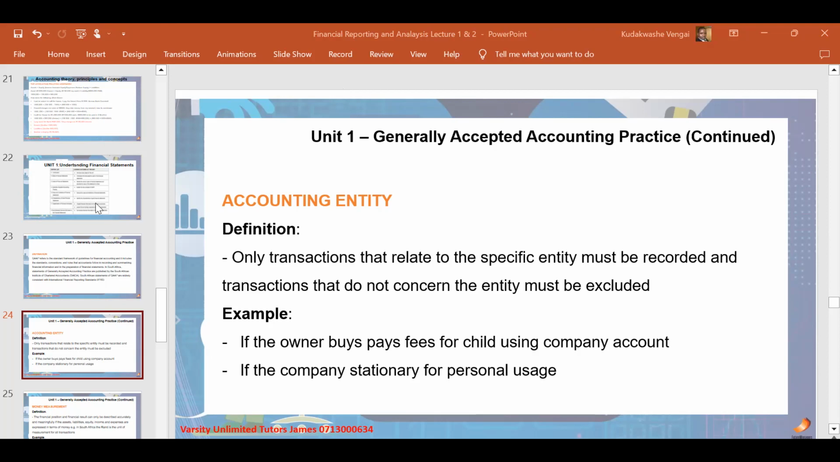But take note, like I said, if there is any relationship between the business and the owner, it should be under capital and drawings. Not income and expenses. It should be under capital and drawings. That's where you should record those things.